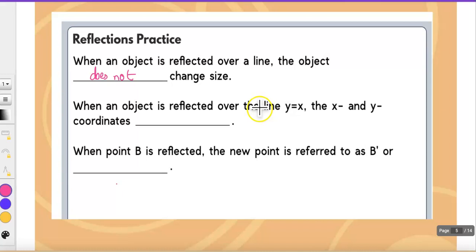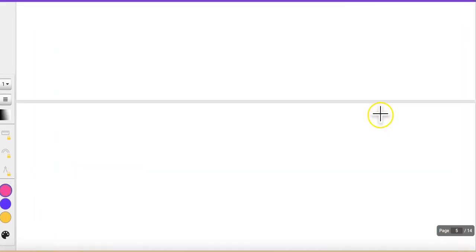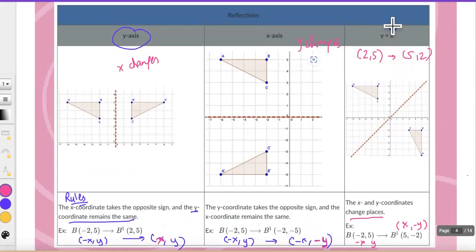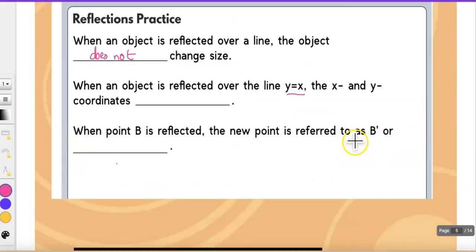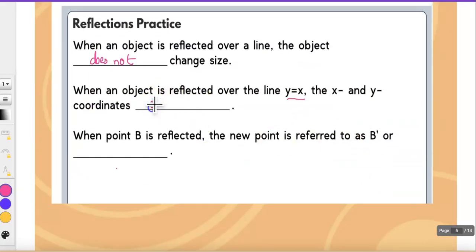It says when the object is reflected over the line y equals x, the x and y coordinates... So let's go back and check. Y equals x is this one over here. What happens in this case? X and y coordinates, what happened? They change places. I'll write it over here. They change places or they switch places. See how our notes are coming in handy over here? Alright. Let's see the next one.